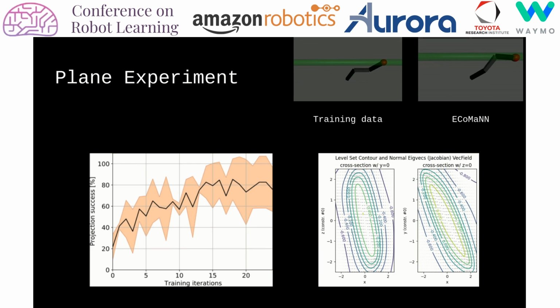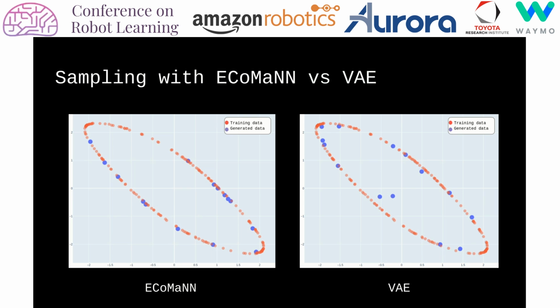We use ECoMaNN to iteratively project configurations sampled from the ambient space onto the constraint. The graph on the left shows the projection success rate over training iterations of the network. ECoMaNN reaches more than 80% success rate after 15 training iterations. The plot on the right visualizes the learned level set of the neural network. We compare ECoMaNN to a variational autoencoder, which is a popular generative model that embeds data points as a distribution in a learned latent space, and new points can be sampled from the distribution. Our method projects samples with a much higher success rate than the samples from the VAE, as shown here.